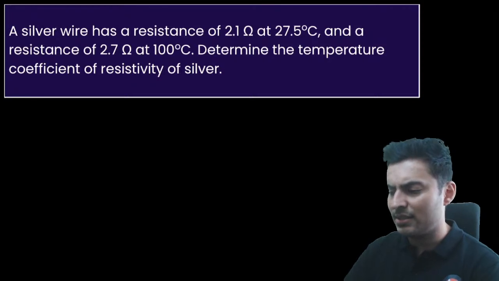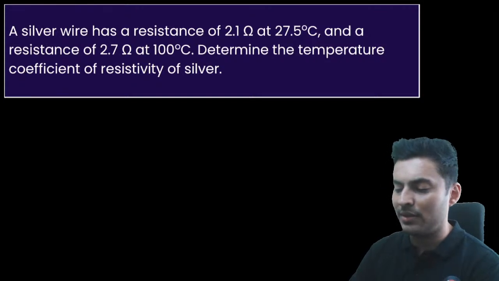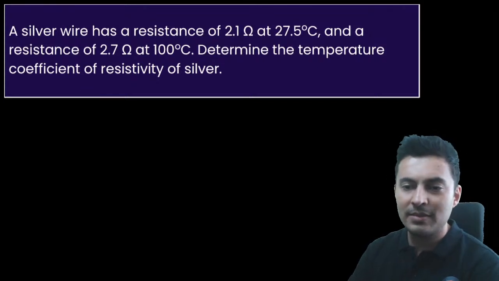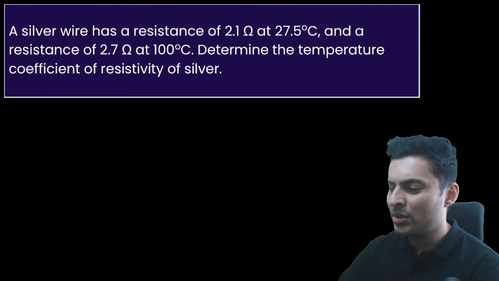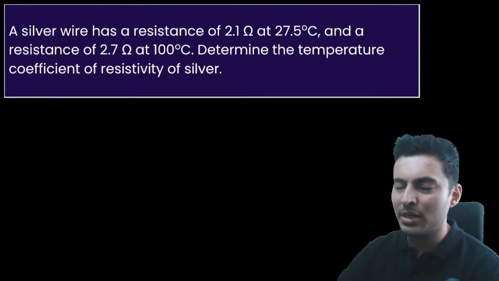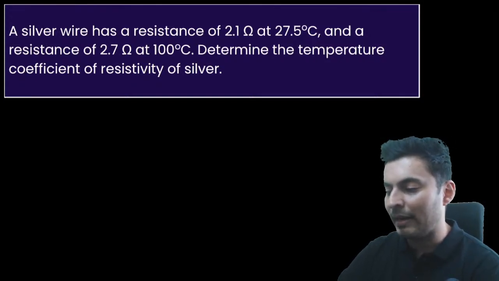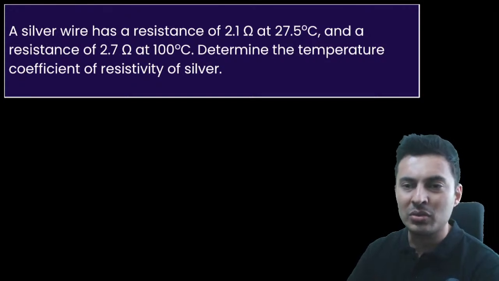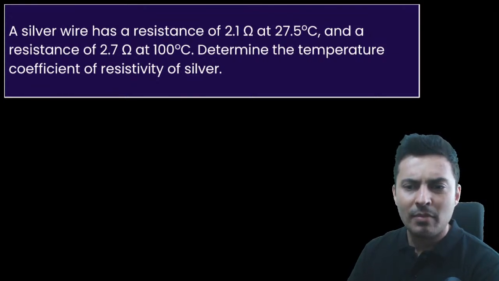A silver wire has some resistance at one temperature and some other resistance at another temperature. Determine the temperature coefficient of resistivity of silver. You should just know the formula and that's it. Wave optics diffraction derivation is not needed, or just know the basics of it, because the actual derivation is much more complicated. What they have done is very vague and random in NCERT, especially that diffraction derivation. So you can just go through it, but it is not so important.